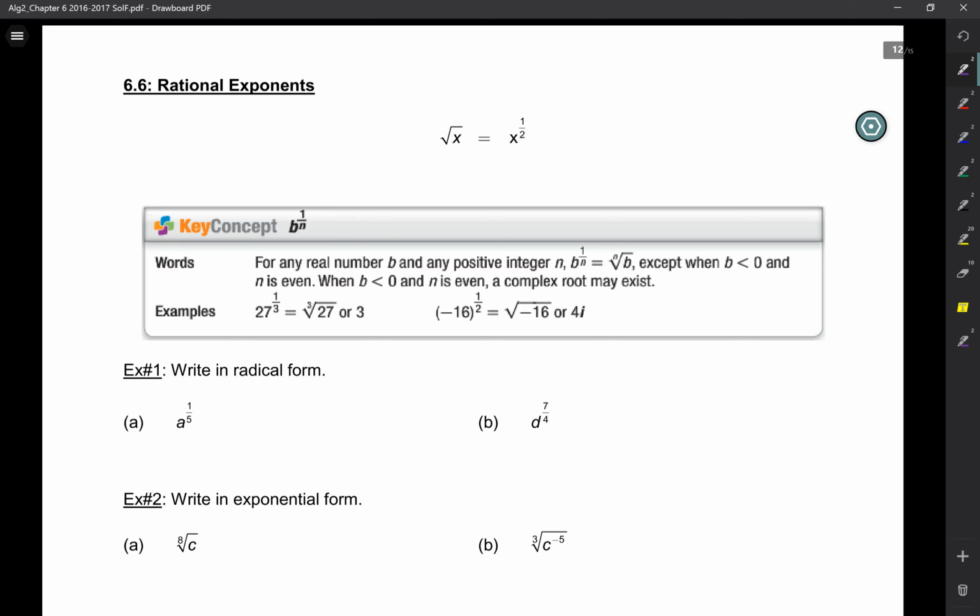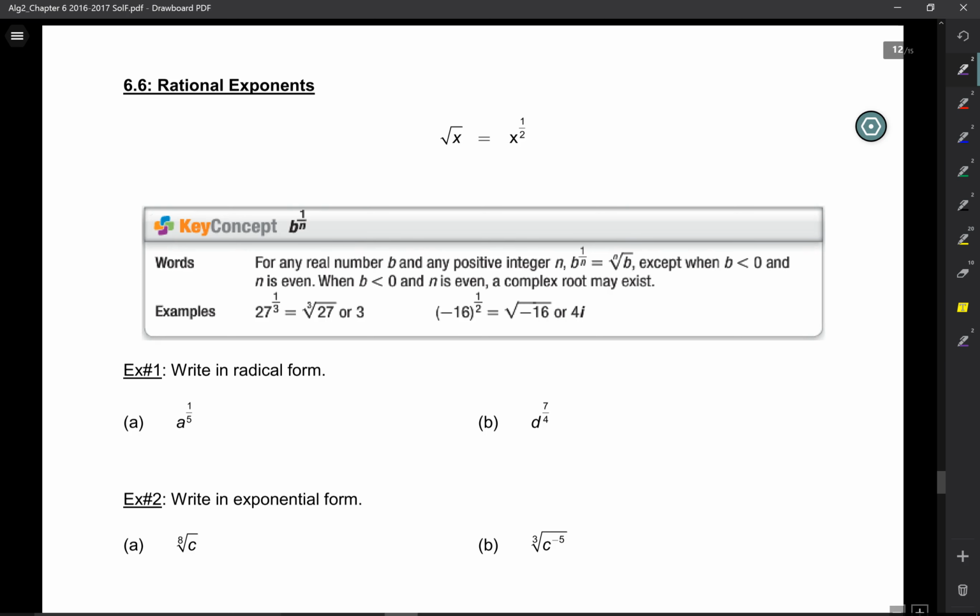This section is on rational exponents, and rational basically is another word for a fraction, right? A rational exponent is a fractional exponent. So we're going to talk about how we can go back and forth between radical form and exponential form, and how we can manipulate fractional exponents like we did with the radicals.